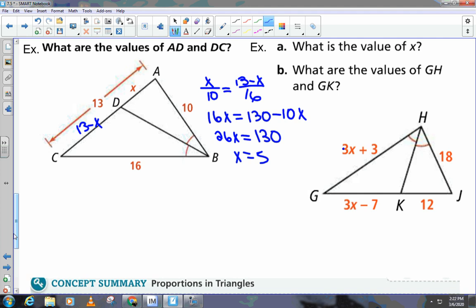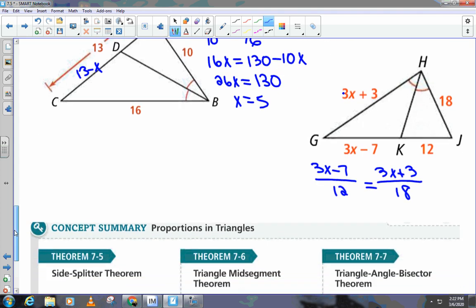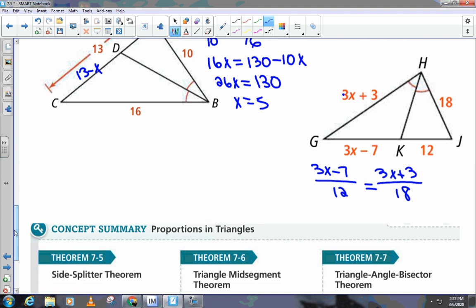Left to right. Okay, so we're going to do 3x minus 7 is to 12. Right, left to right, and then left to right. 3x plus 3 is to 18. Got some big old numbers there, don't I? Okay, so 18 times 3 is what? 54.